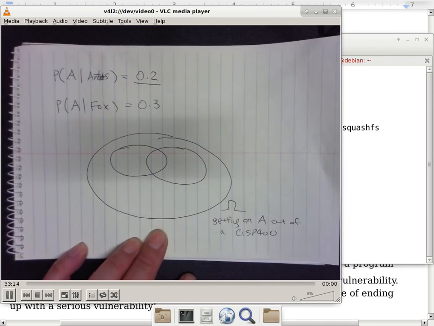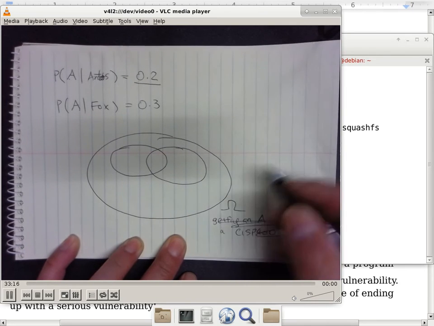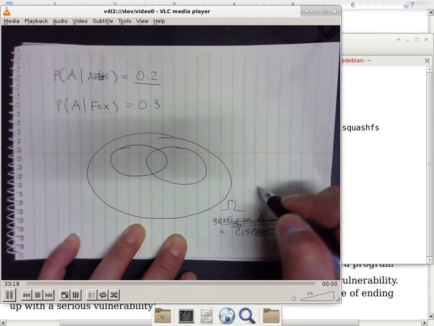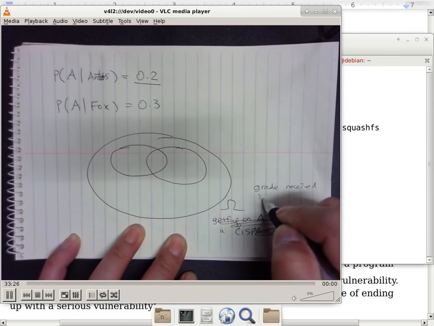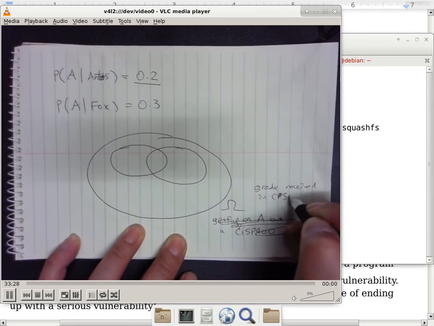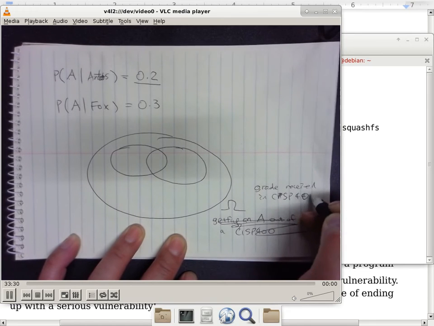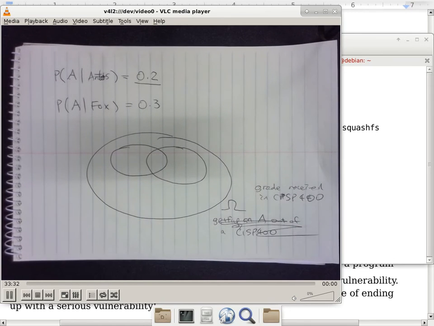Okay, so let's scratch that. The omega is going to be grade received in a particular class, so we can just focus on one class, CISP 400. Okay, there we go. So this time we have something to compare.